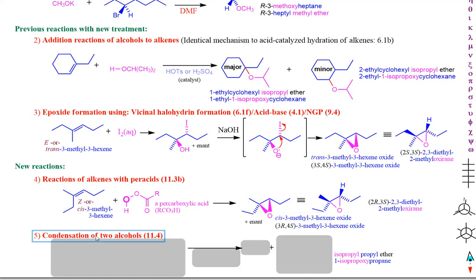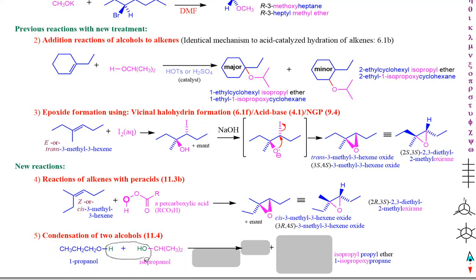Condensation of two alcohols is a new reaction. Condensation is not entirely new. Bringing two molecules together to make a larger molecule while losing, you guessed it, water in the middle. We're going to take one propanol and isopropanol, similar catalyst we've been using all semester. Sulfuric acid or toluene sulfonic acid. The little product is, yes, water. And the big product should be an ether.